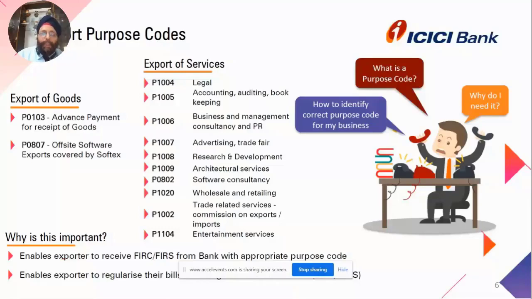As I told you, as of now, AD banks are only reporting transactions pertaining to exports in EDPMS. For remittances received under P0802, that is software consultancy, the bank would not have reported the transaction in EDPMS. Hence, once you get this purpose code changed, the bank will compulsorily have to report this transaction in EDPMS. Then only EBRC can be issued. So to get hassle-free BRCs, please ensure the correct purpose code is used at the time of settlement of remittance.